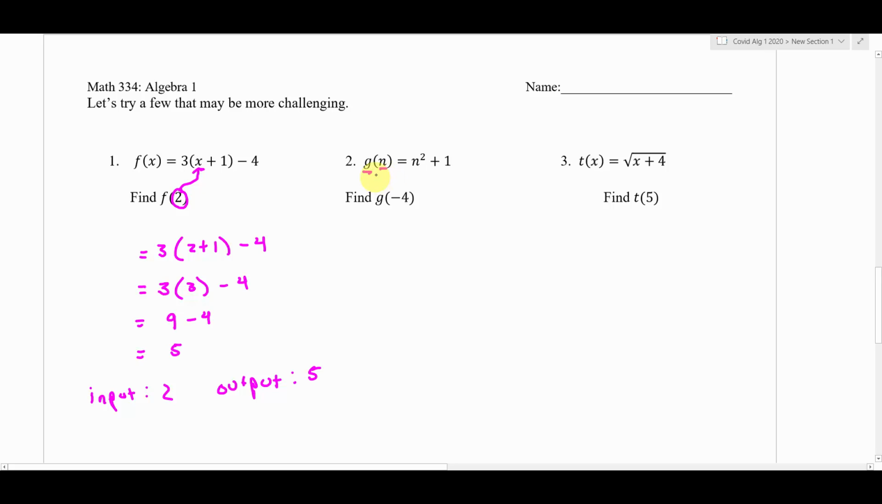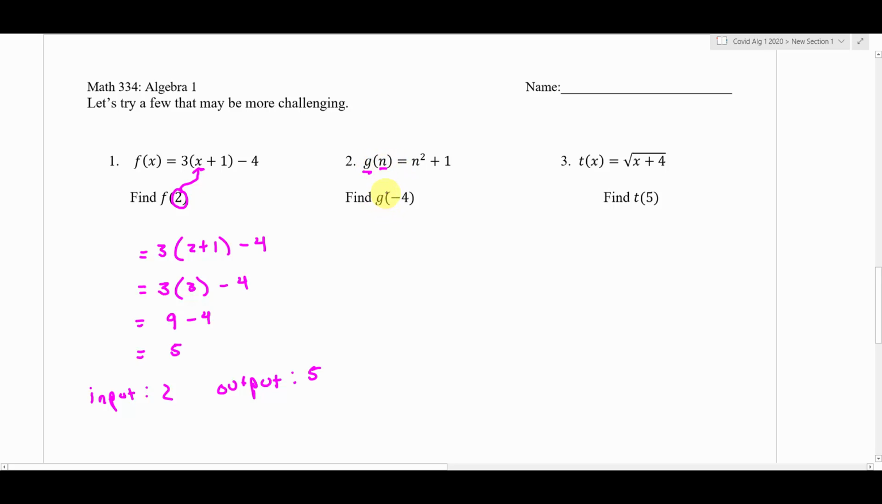But nothing is going to change. The name of the function really doesn't matter. The variable that we use doesn't matter. It's the same thing as f of x, it's just now g of n. Sometimes mathematicians use different letters at different times for many different reasons. So let's give this a try.